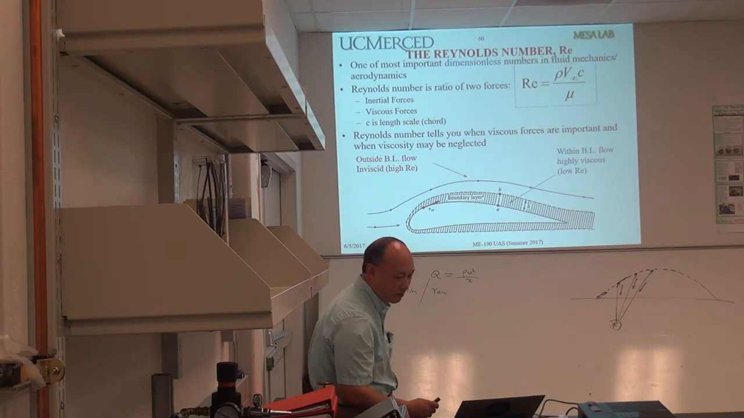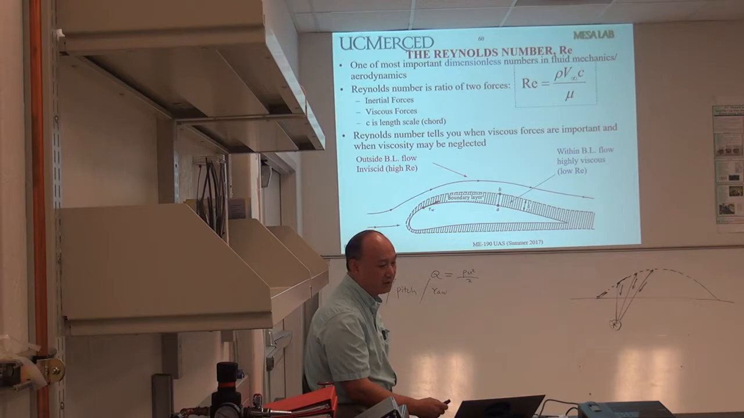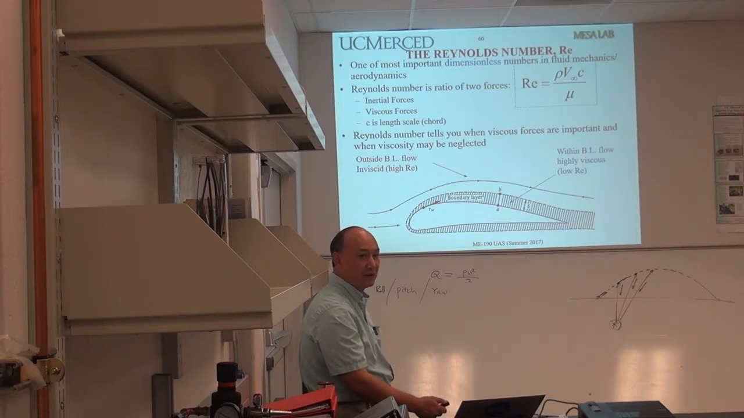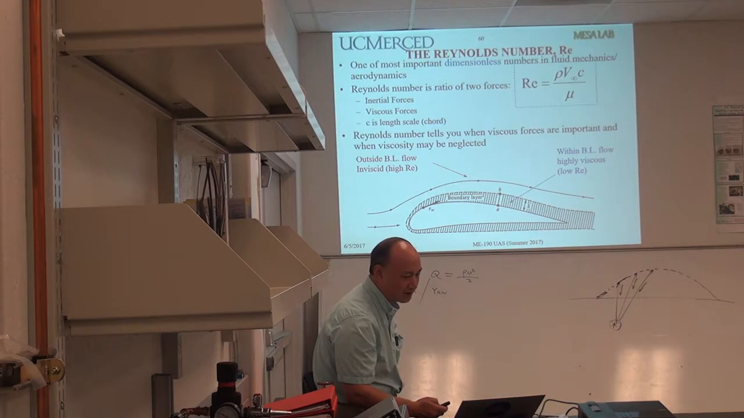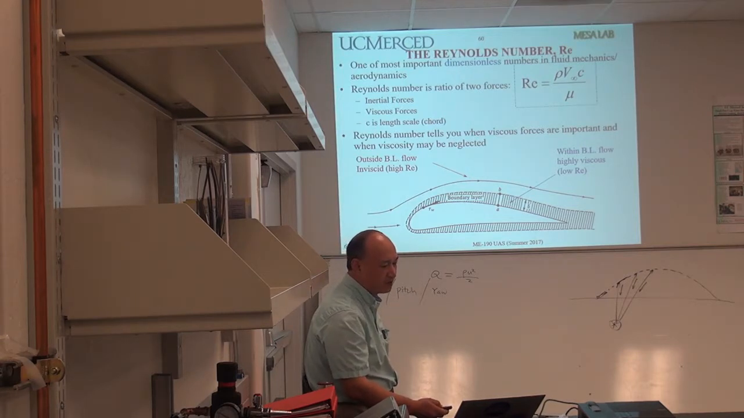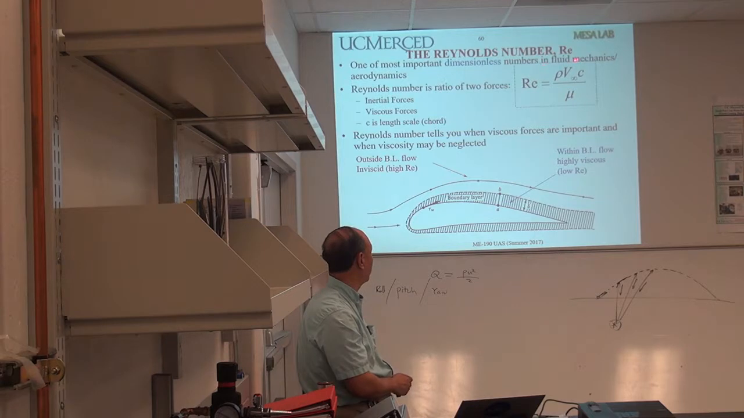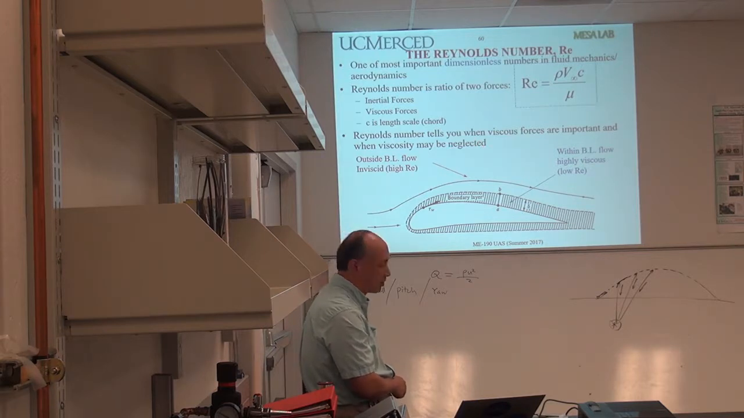Here are some equations, then we'll see what's the difference. This is where the Reynolds number kicks in to quantify the viscosity. One of the most important dimensionless numbers in fluid mechanics and aerodynamics is called the Reynolds number. Rho v infinity, this is the free flow field in the front, is the inertial force over the viscous force, and c is the length scale, the chord. The Reynolds number tells you when viscous forces are important and when viscosity may be neglected.